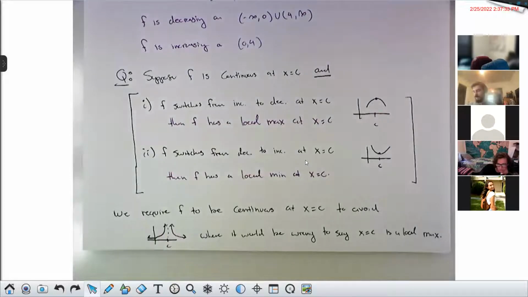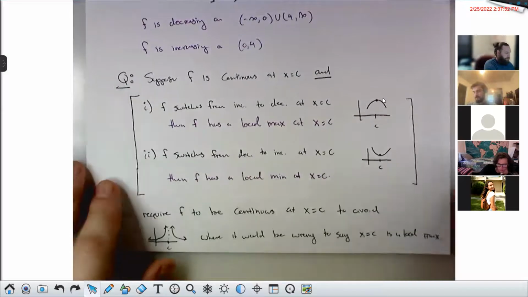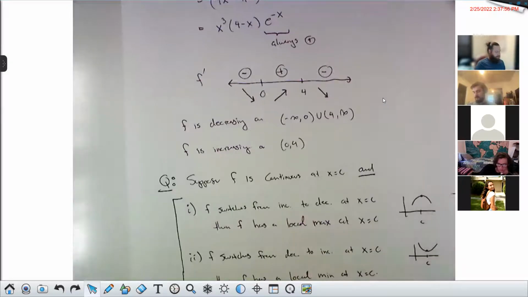And we do not require that f be differentiable at c itself. That's kind of the nice thing, is that this will work okay for cusps. Even if the graph is not smooth at c, as long as it is connected at c, this logic is still sound. So we could return to this previous example and say, find me any local mins or maxes.